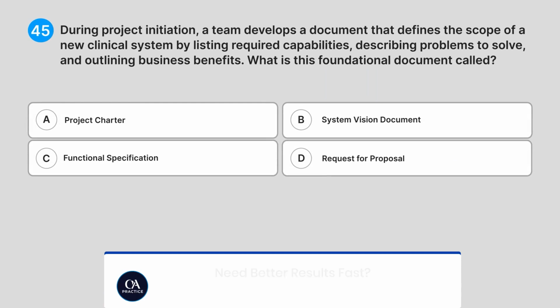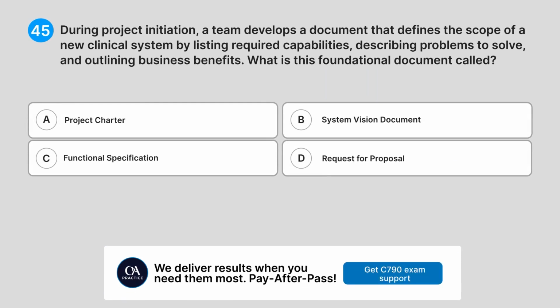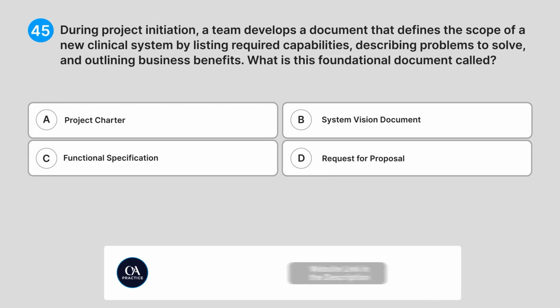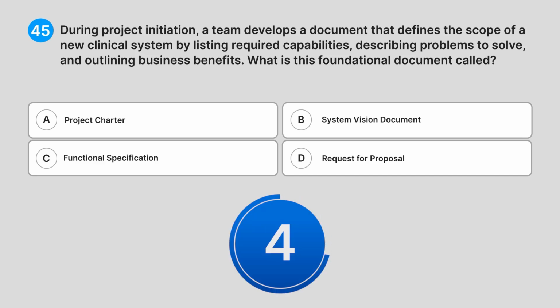45. During project initiation, a team develops a document that defines the scope of a new clinical system by listing required capabilities, describing problems to solve, and outlining business benefits. What is this foundational document called? A. Project Charter. B. System Vision Document. C. Functional Specification. D. Request for Proposal. Can you guess the answer?